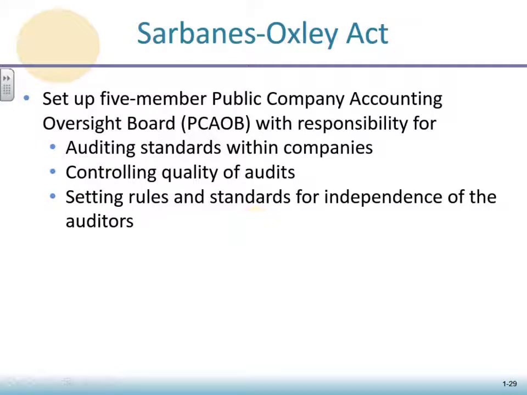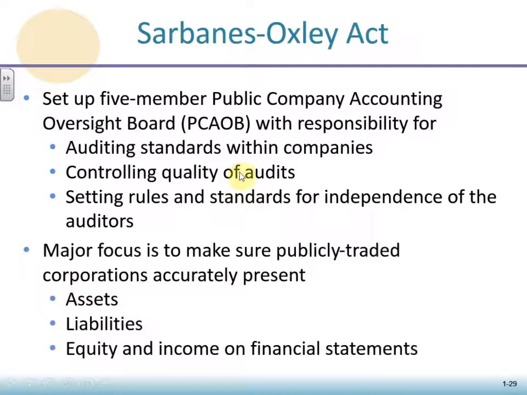Sarbanes-Oxley came out of the Enron kind of scandal that was in 2005, somewhere around there, 2004, 2000. Yeah, somewhere in that neighborhood. It was kind of interesting, the way it happened. That was where a company got a little bit crazy trading. We talked about options and derivatives and those types of things.